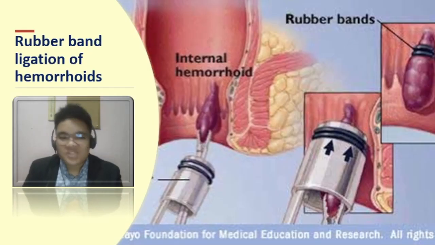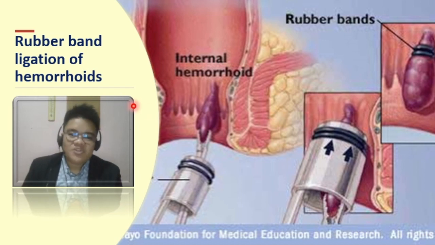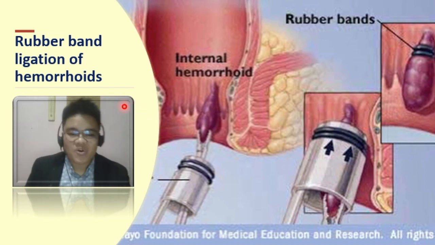Then we also have one procedure referred to as rubber band ligation of your hemorrhoids. In rubber band ligation, a ligator is inserted through a lighted tube. This ligator will grasp the hemorrhoids with forceps, and then it is slid upward to release the rubber band. What is the purpose of the rubber band here? The rubber band is expected to cut off the blood supply going towards the hemorrhoids. And when the time comes, it will just fall off, once there is no more blood supply. So that's your rubber band ligation of your hemorrhoids.